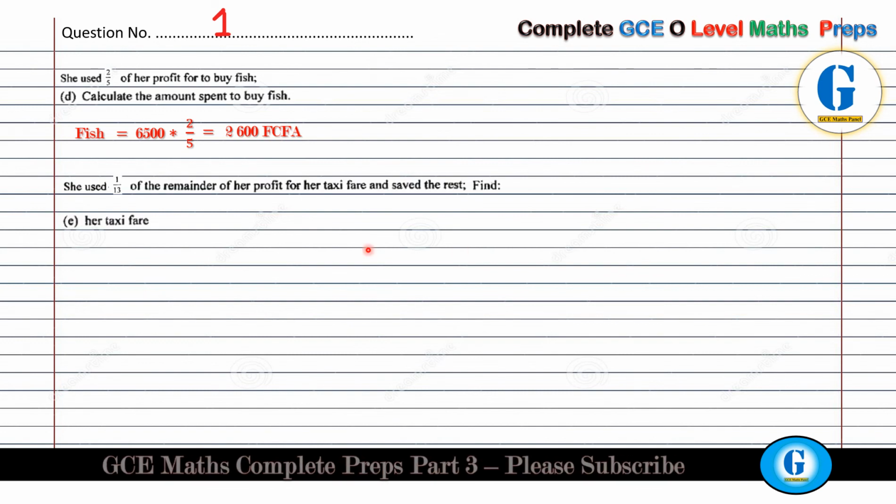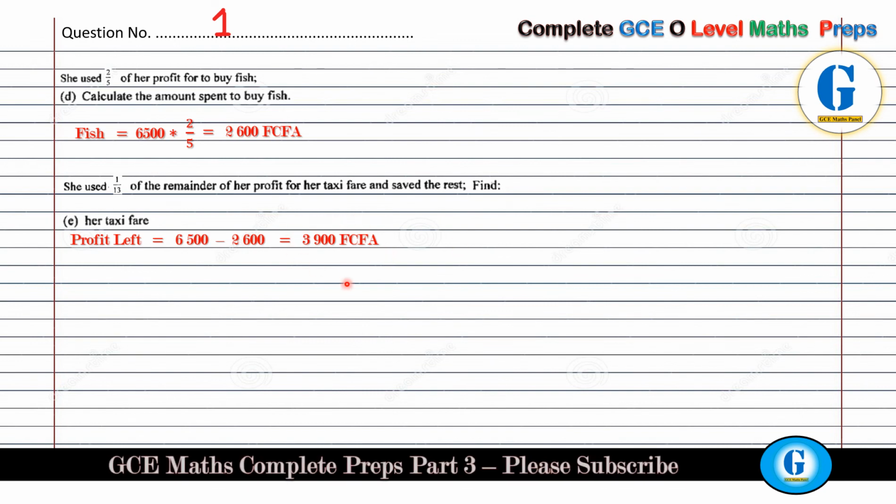And lastly, she used 1/13 of the remainder of her profit for her taxi fare and saved the rest. Find her taxi fare. The taxi fare will just be equal to 1/13 times the remainder. The remainder from this 6,500 francs after 2,600 francs has been removed will be 6,500 francs minus 2,600. So she's left with 3,900. And it is from this 3,900 that she spends 1/13 on taxi. So taxi fare will be equal to 1 over 13 times 3,900, and this will give us an amount which is equal to 300 francs for taxi.